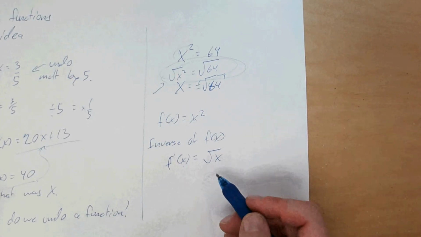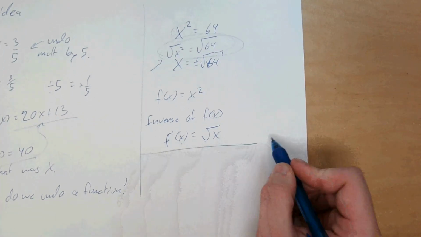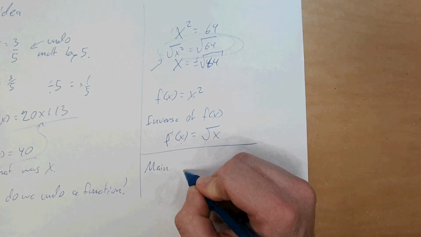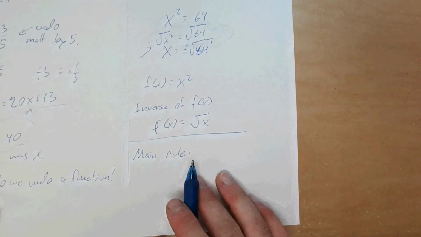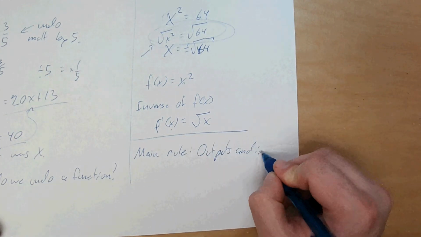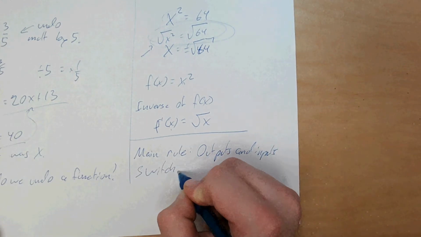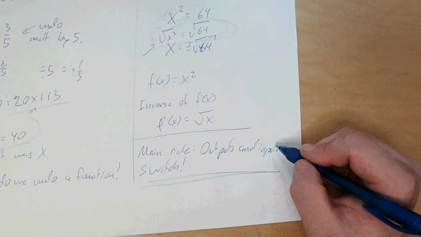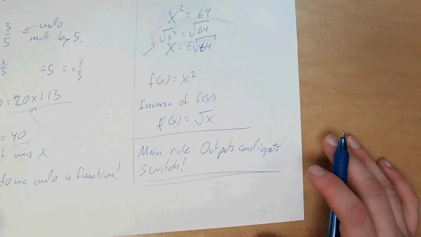And so there's going to be a couple rules that happen, and we maybe just want to highlight the main rule here. This is like the rule that rules all rules, right? Like the one ring. So the main rule for inverse functions is that the outputs and inputs switch. If you understand that to find an inverse, the outputs and the inputs switch, everything's going to be aligned here, right? This is the main reason.